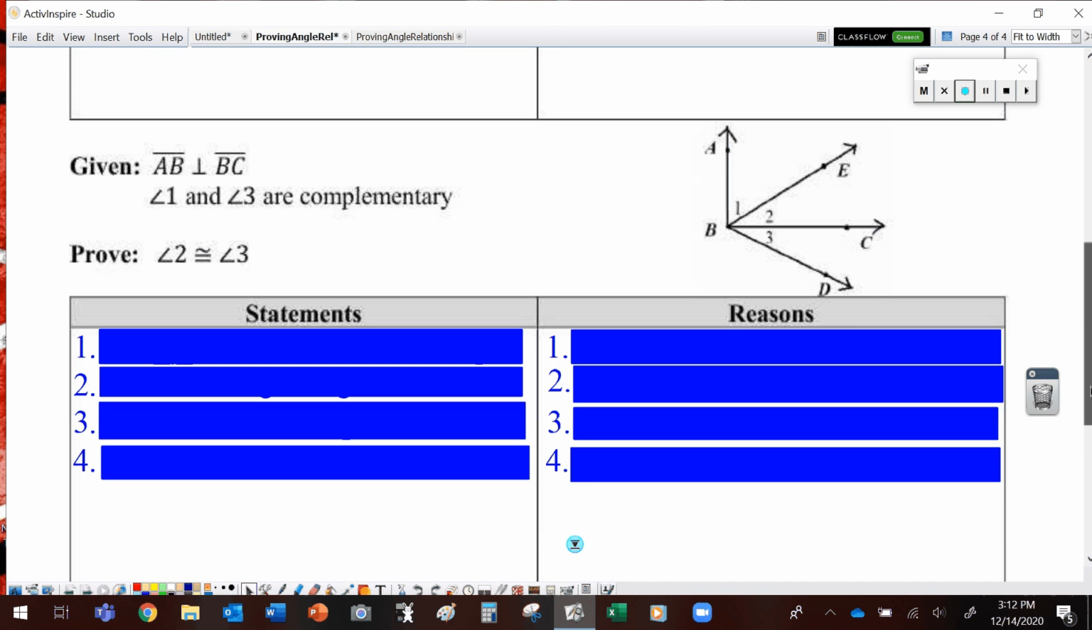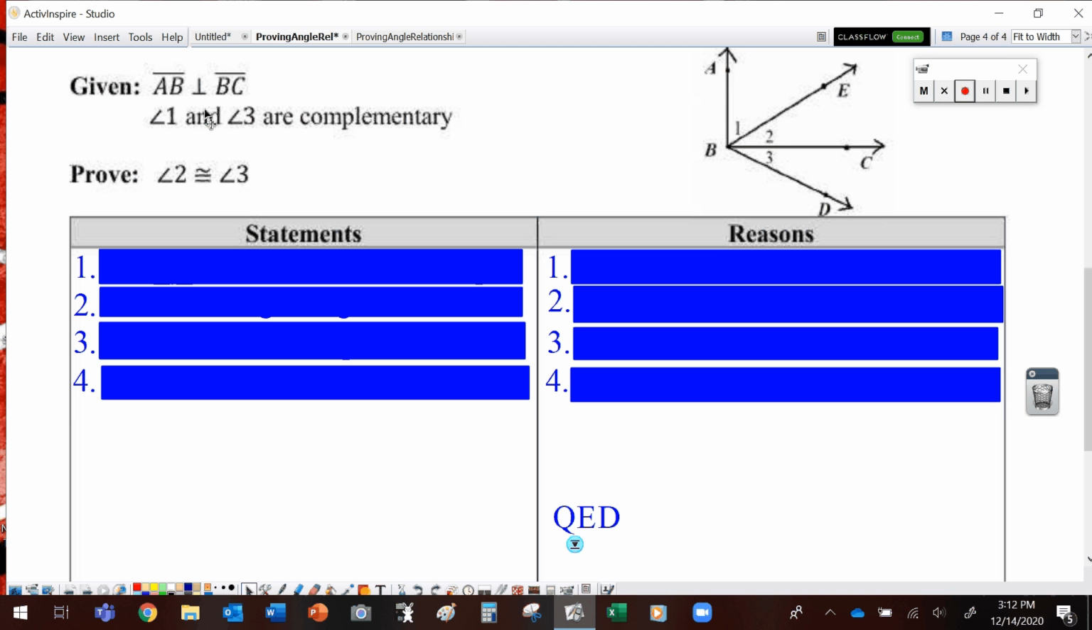Okay, one more. Here I have segment AB is congruent, or excuse me, perpendicular to segment BC. Angle 1 and angle 3 are complementary. Okay, and I want to prove that angle 2 and angle 3 are congruent. Now this is very similar to the one that we just did.